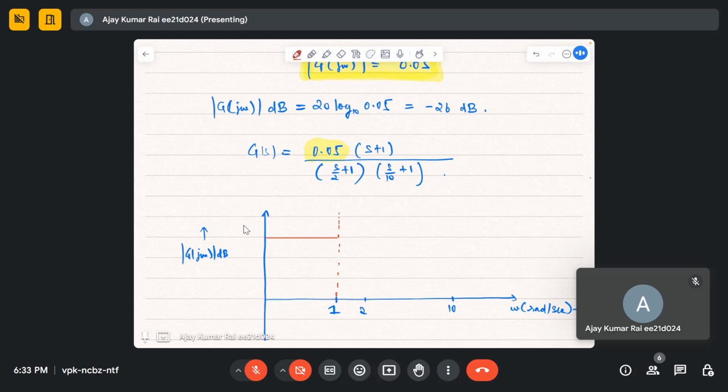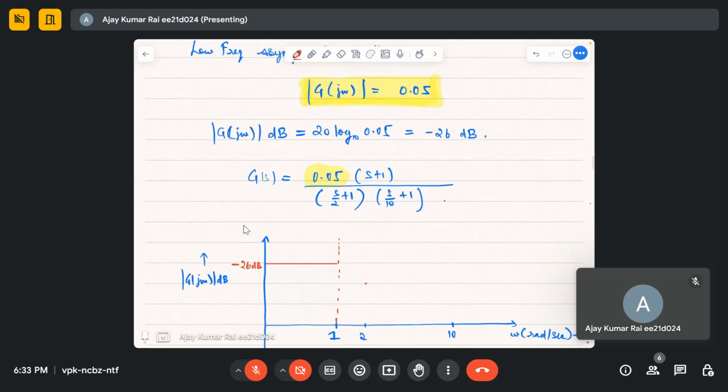Okay, so this is minus 26 dB. So after 1, what is happening? After 1, this 1 comes into picture. I'm just plotting an approximate plot. S plus 1, so what will it do?